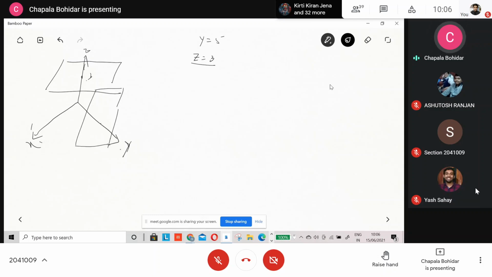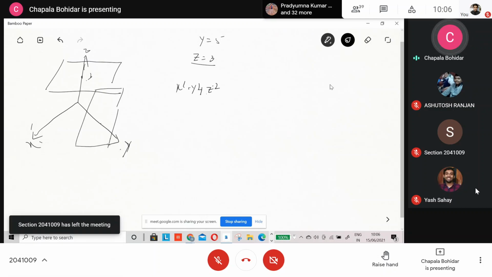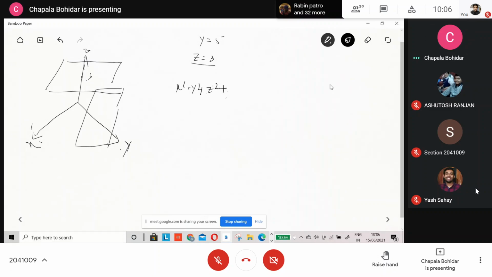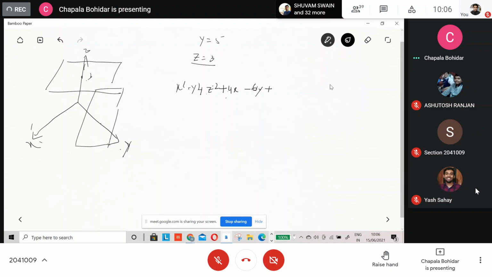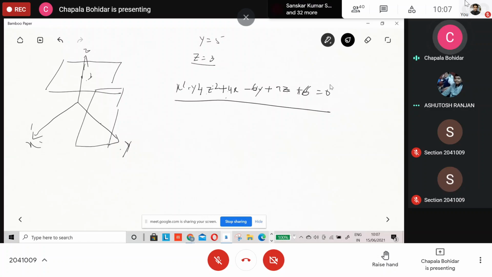All of you know the distance formula, all of you know the equation of the sphere. So if any question is given to you, you can write down the equation of the sphere: x square plus y square plus z square plus 4x minus 6y plus 2z plus 6 is equal to 0. Find out the radius and center.